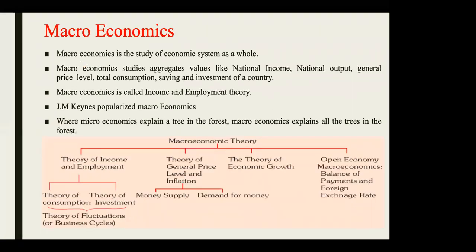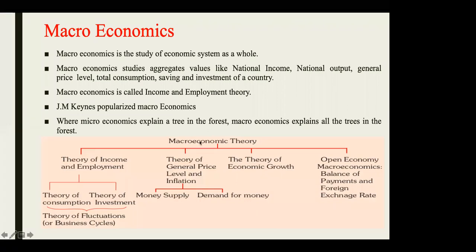And macroeconomics is the study of the economic system as a whole, and macroeconomics studies aggregate values like national income, national output, general price level, total consumption, saving, and investment of a country. Macroeconomics is also called income and employment theory. John Keynes popularized macroeconomics. He is also known as the father of modern economics. You can summarize it as: microeconomics explains a tree in a forest, whereas macroeconomics explains all the trees in the forest.